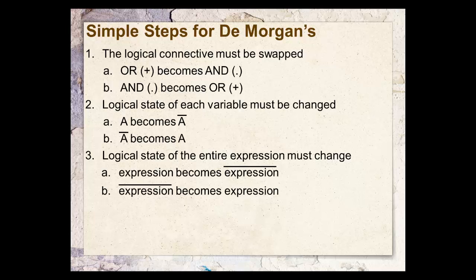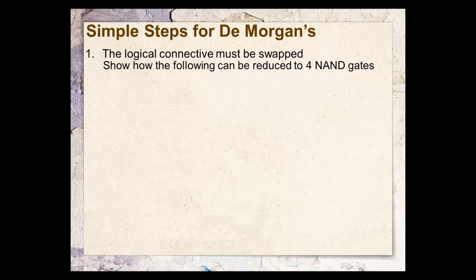That might seem a little bit confusing, but it's three very simple laws. Change the operator, the connector, change the individual variables, then change the whole expression. Here's an example.